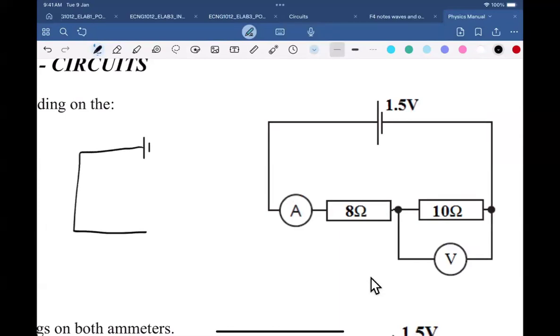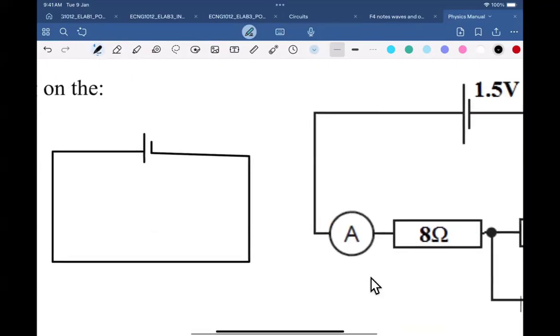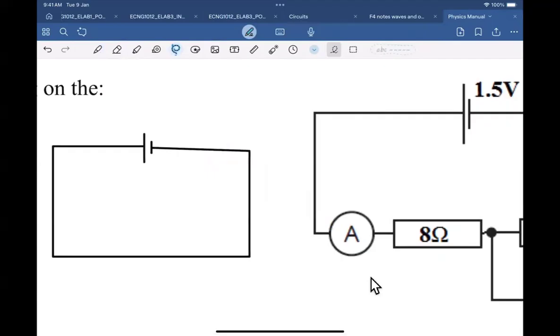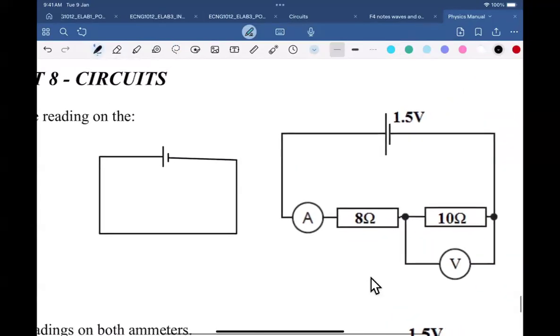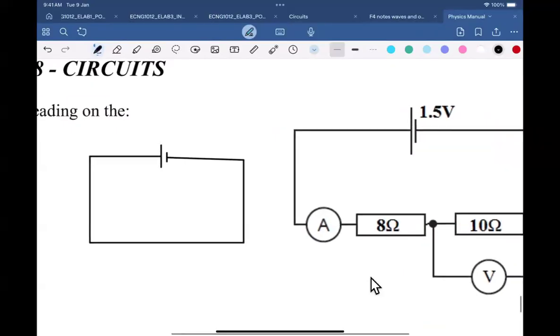Could somebody just remind me what an ammeter measures? Amps. What is amps again? Think about it. Look at how it's placed in the circuit. It's placed in series in the circuit. What will flow through the ammeter? Current. Right.